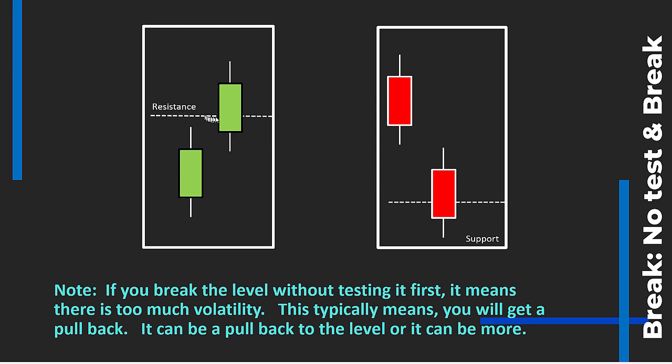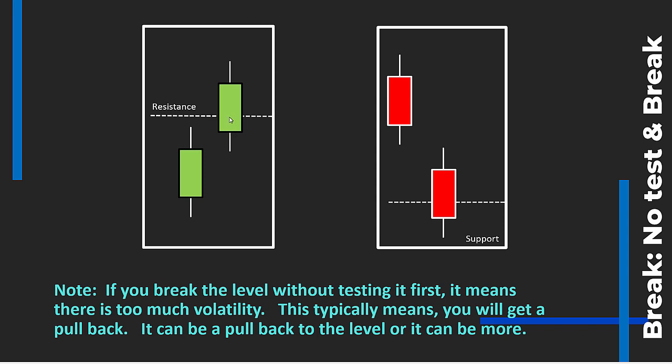And the reason why is when you break it, it looks like this is not even a level there at all. So if you look at my note here, it says, if you break the level without testing it first, it means there's too much volatility. This typically means you'll get some type of pullback. It can be a pullback to the level or it could be more. So if I see this scenario here where I know this is a resistance level, I broke this, I never tested it first.